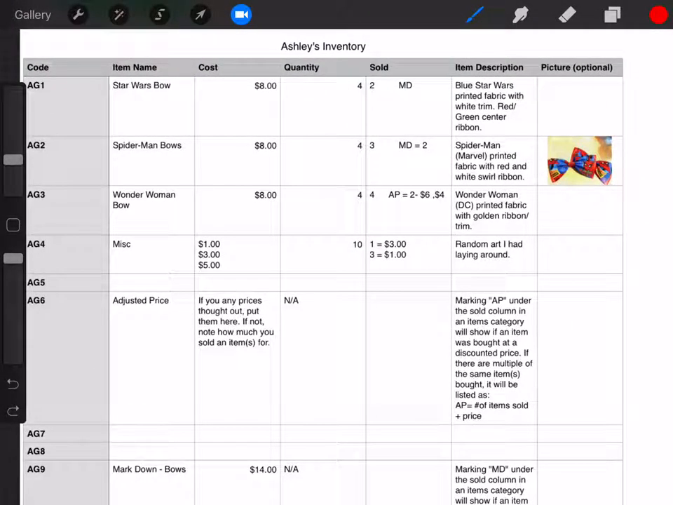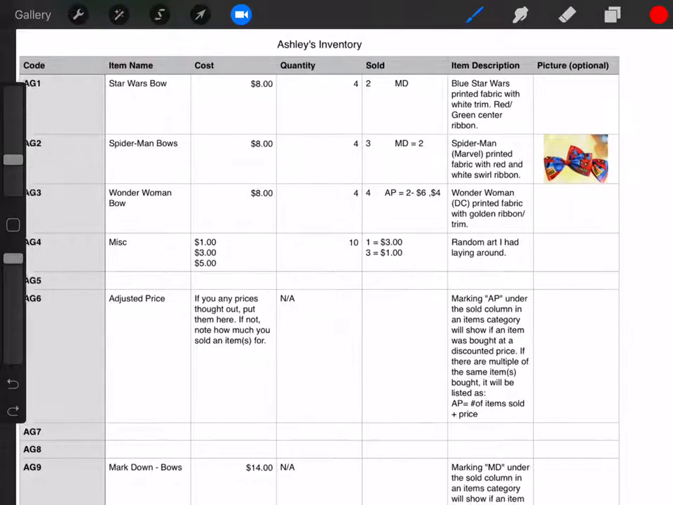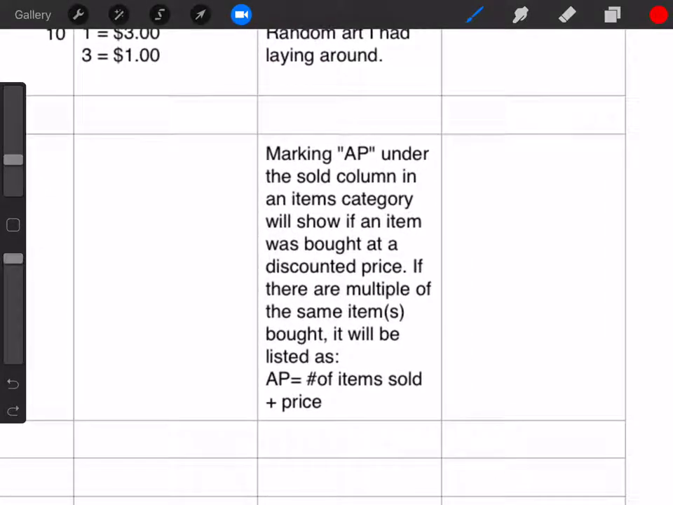I have 1, and you're probably like, adjusted price. Well, that's kind of the same thing. Marking AP under a sold column in an items category will show if an item was bought at a discounted price. Kind of the same thing. If there are multiple of the same items bought, shown as I put AP equals the number of items plus the sold price.